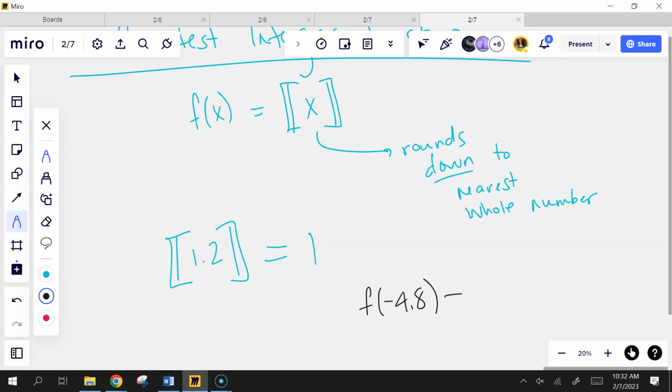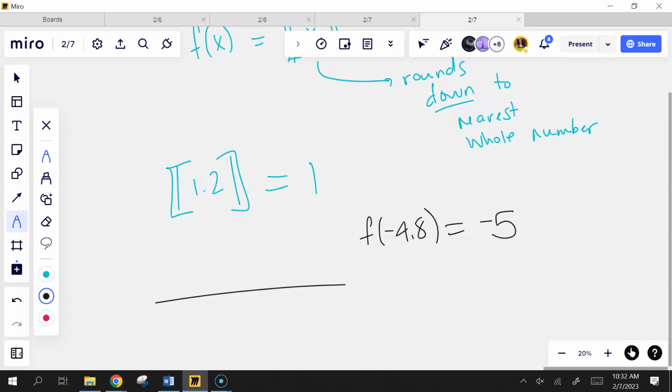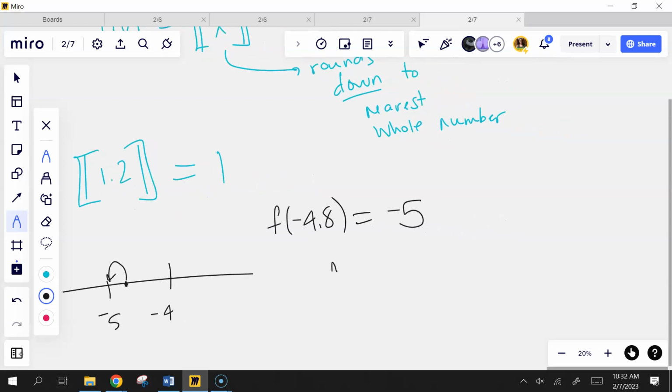Negative 5. Think about a number line, right? If this is negative 4 and this is negative 5 and I'm at negative 4.8, what's the closest whole number below it? It jumps down to that negative 5, right? How about f of 7? Just 7. It's already a whole number.